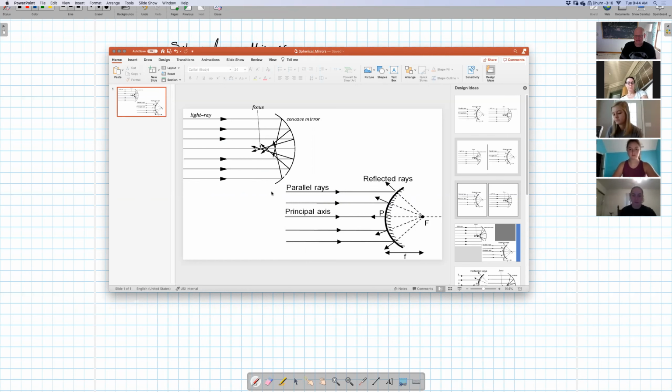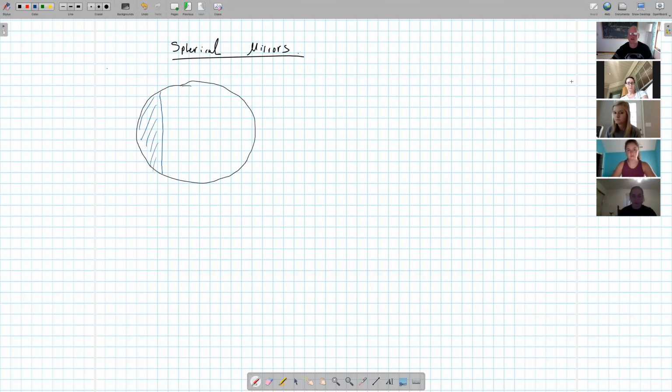With the convex, if I send in light rays parallel again to this principal axis, the light rays are going to hit and then reflect outward, but all of these light rays appear to have come from this particular point, which is called the focal point. So these light rays are what's called diverging, so they're spreading out away from the mirror. But if I ray trace all of these lines backwards, they appear to have come from a single point, which is called the focal point. So this is our concave.